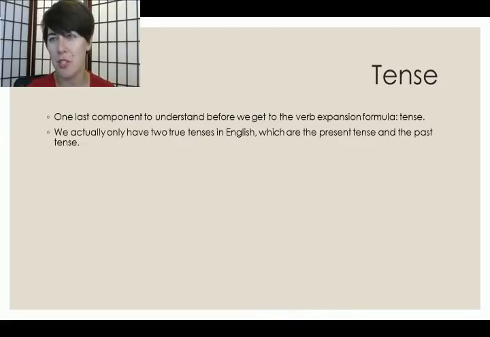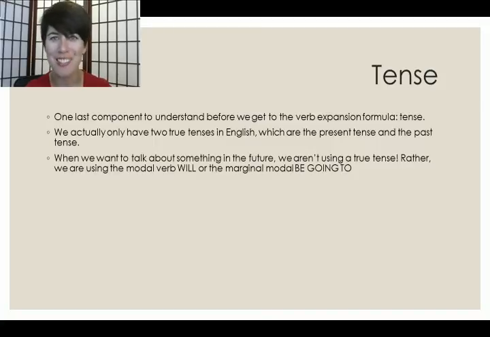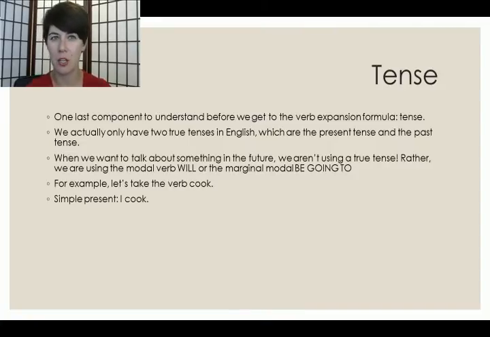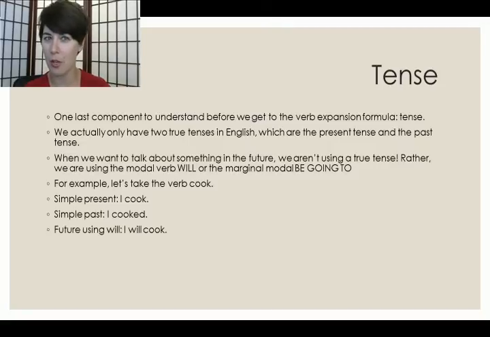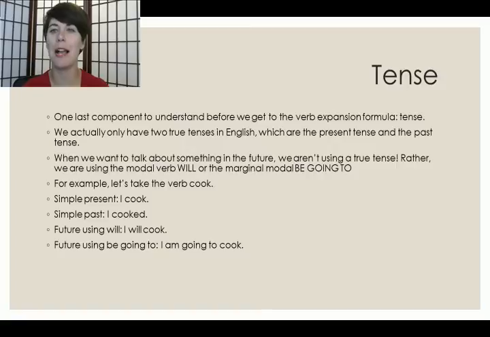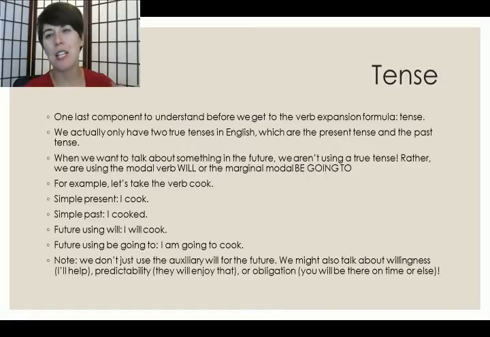When we want to talk about something in the future, instead of using a tense, we use a modal. We use either the modal verb will or the marginal modal be going to. Let's look at the verb cook for an example. Simple present, I cook. Simple past, I cooked. Look, tense is happening. But I can't make the future using tense. I have to use the modal will, I will cook, or the marginal modal be going to, I am going to cook. We don't just have to be talking about the future when we use the modal will. We might also be talking about willingness, as in I'll help, predictability, they will enjoy that, or obligation, you will be there on time, or else.